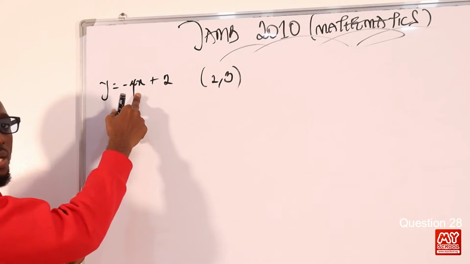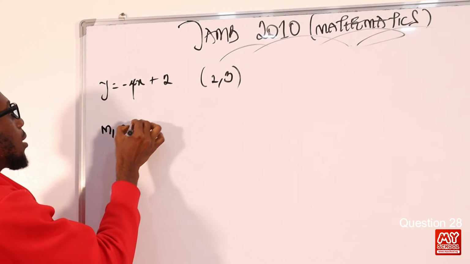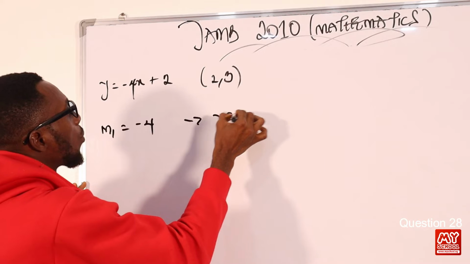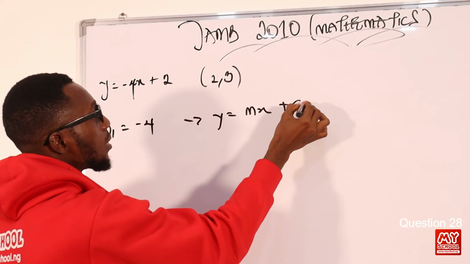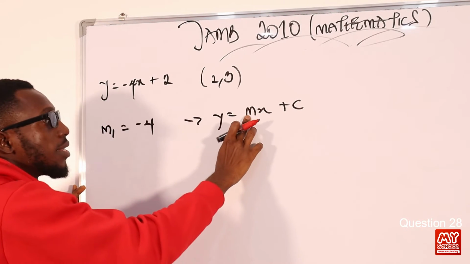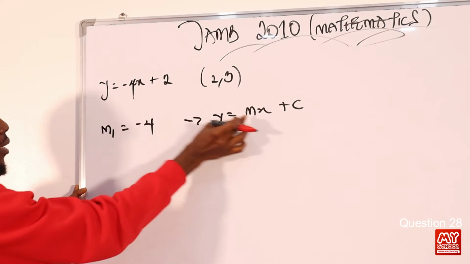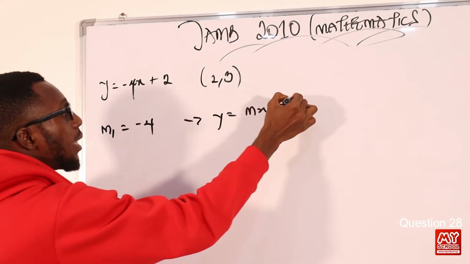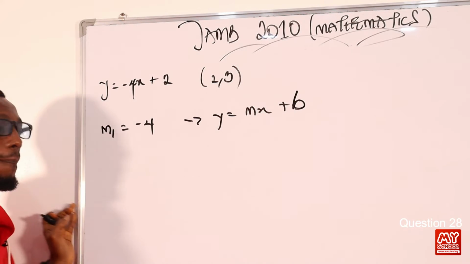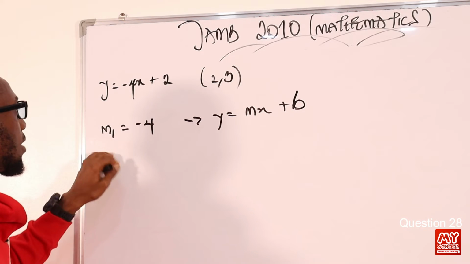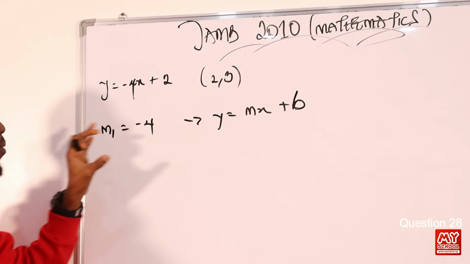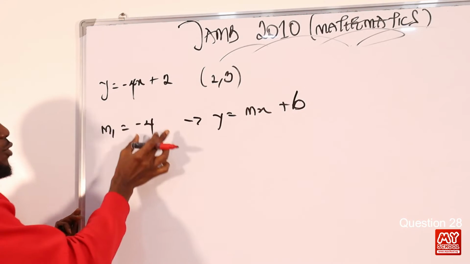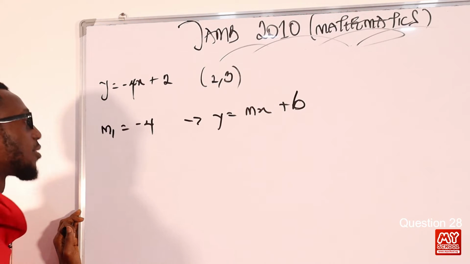First, let's determine the gradient here. The gradient here is actually minus 4. If you recall from y equals mx plus c, where c is your intercept, m is your gradient. So you can see it here, m is minus 4, intercept is 2. Some presentations even use b here. So we've determined our gradient, minus 4. That means the equation we are going to derive should have its gradient as minus 4 for this to be parallel. So let's work with that.